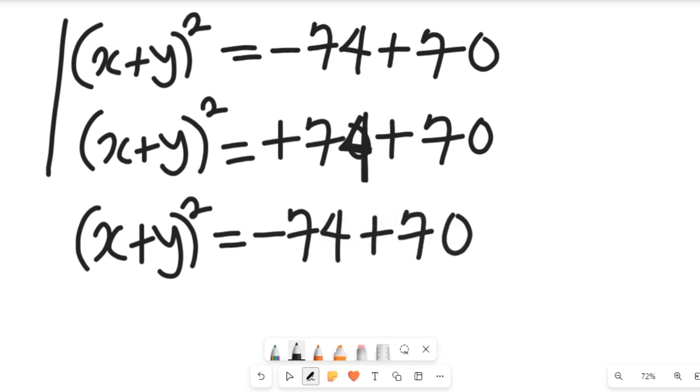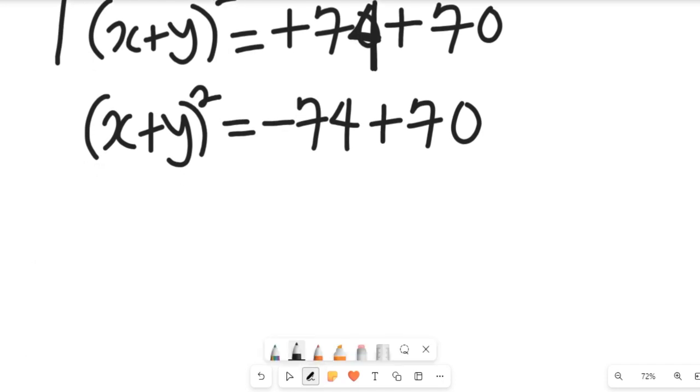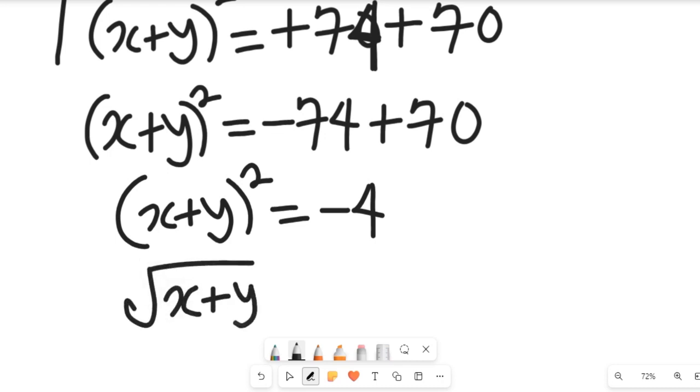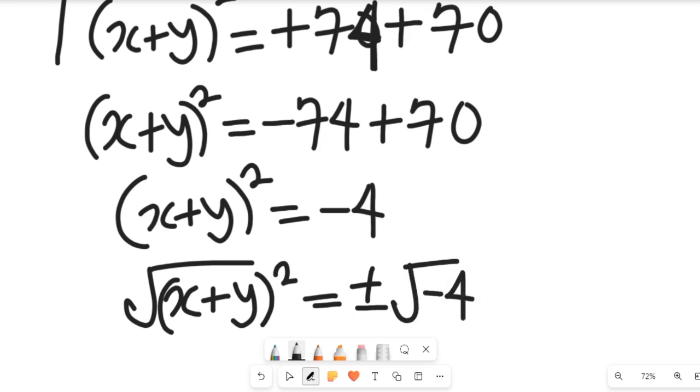Is going to give us what? (x plus y) all squared will be equal to negative 4. So we're going to take the square root of both sides to find the value of x plus y. x plus y is equal to plus or minus the square root of negative 4.